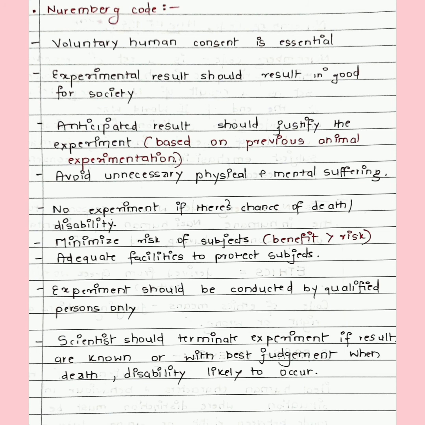The experiment should be conducted only by qualified persons. The scientists should terminate the experiment if the results are already known, or, in their best judgment, when death or disability is likely to occur. So that was all about the Nuremberg Code.